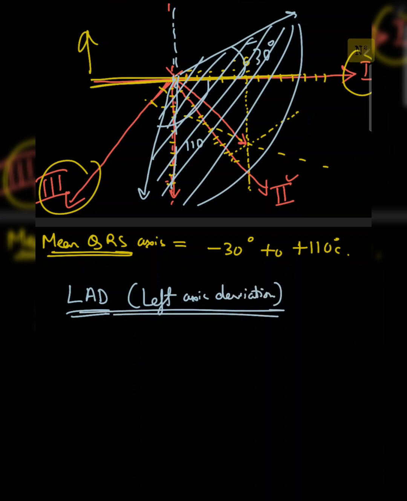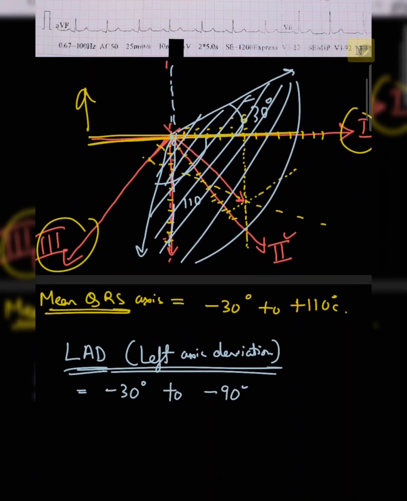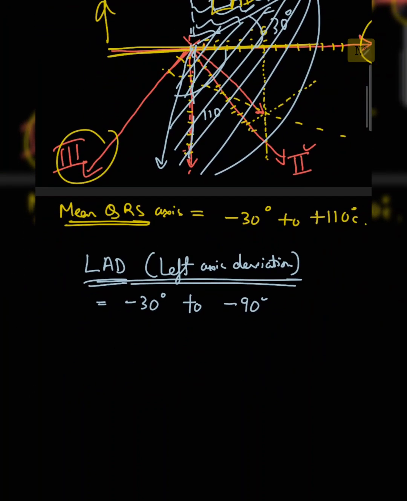It happens when the degrees of the mean QRS is from minus 30 degrees to minus 90 degrees. That means extreme of the left. So extreme of the left, minus 30 to this area that I'm shading, is showing you the left axis deviation.